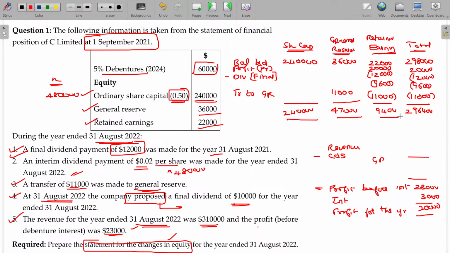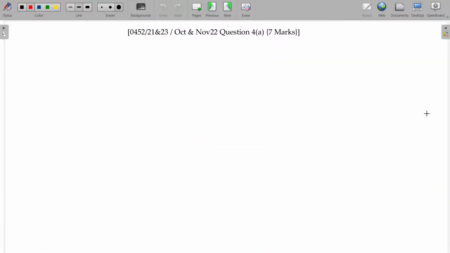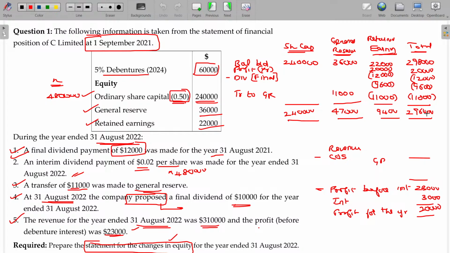Hope now you'll be able to understand this part. Question number 1 is over. Clear? This sum carries 7 marks.